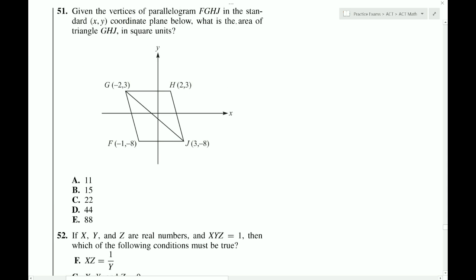Given the vertices of the parallelogram below, what is the area of the triangle? Area of a triangle formula is base times height over 2. So we need the base. So GHJ. The base looks like it's going to be here. Notice the y values are the same, so we just take the difference of the x's, which is 4. And then the height, we don't want a slanted height, we want a perfectly vertical height. So we just look at the y values here. We don't care about finding a distance formula here. We just want the vertical drop. So we went from 3 to -8. That's a distance of 11, right? So 4 and 11 are our parameters here. 4 times 11 over 2. 4 over 2 is 2. 2 times 11 is 22.